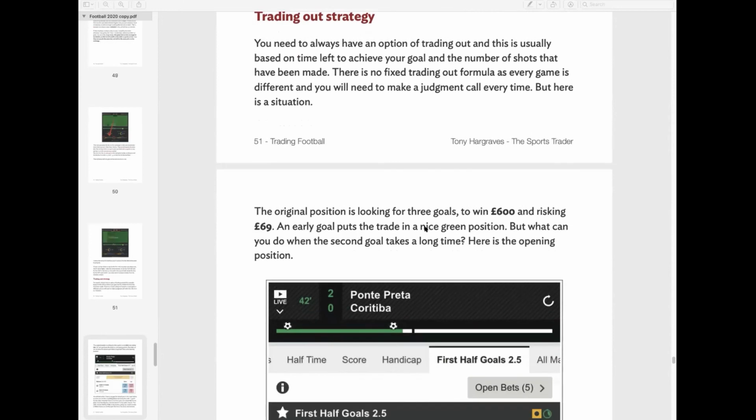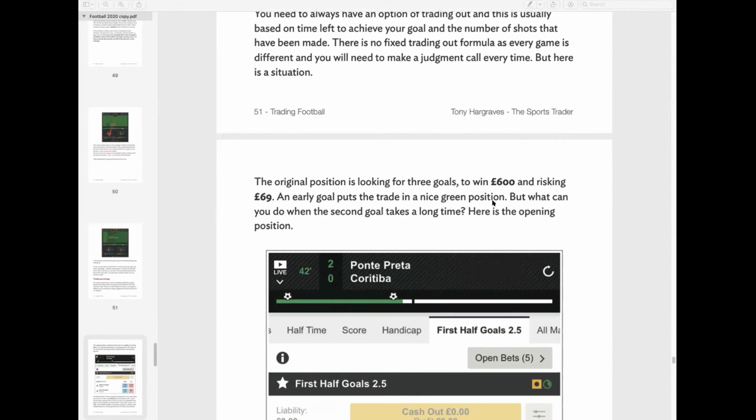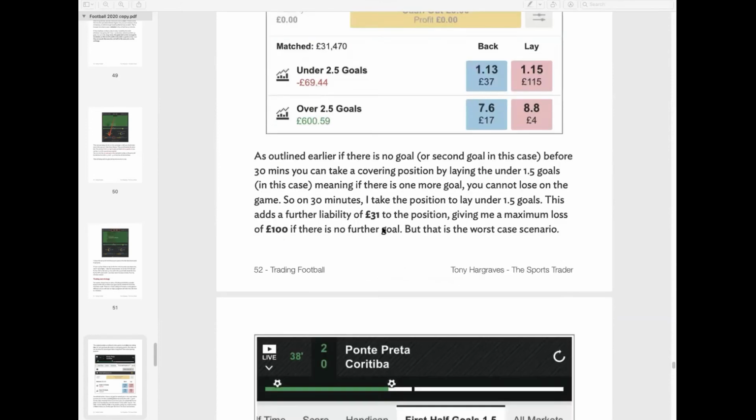But here's the situation. So the original position I've made is looking for 3 goals, to win 600, and I'm risking 69. So I've obviously done it at around 111. Okay, an early goal puts the trade in a nice green position. But what can you do when the second goal takes a long time? So here's our opening position. All right, we've got 600 to win. We're only risking 69. We've got a nice early goal, so we would have had a nice profit.